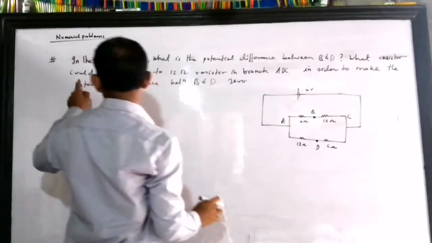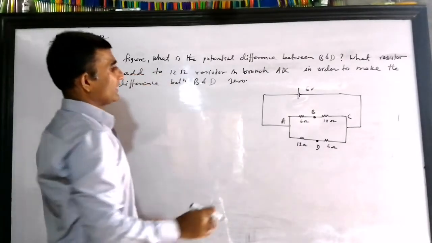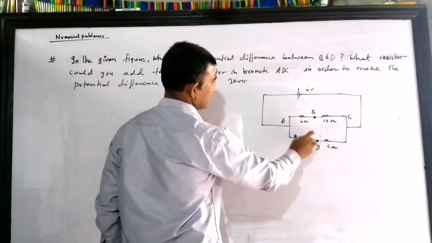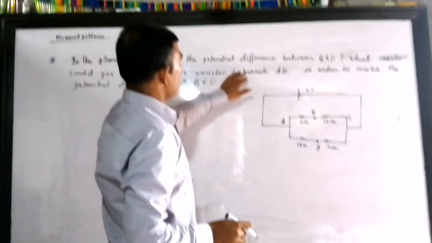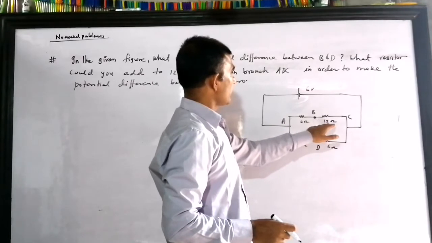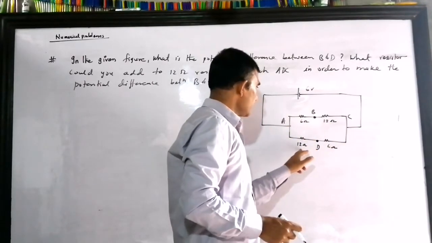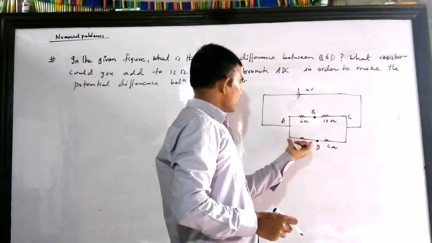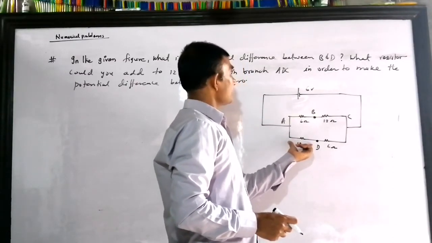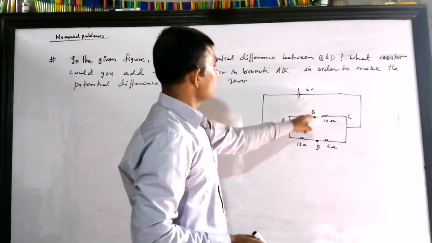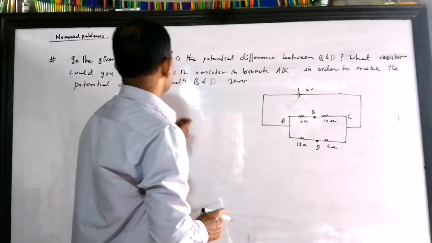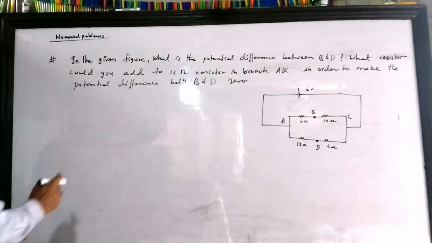And the second part: what resistance could you add to the 12 ohm resistance? Means here we have to add some resistance in the branch ADC, because 12 ohm is here also and 12 ohm here also. So in this branch ADC, how much resistance could be added here to get the potential difference between B and D as 0? So that's the second part. Let's go to the first part.